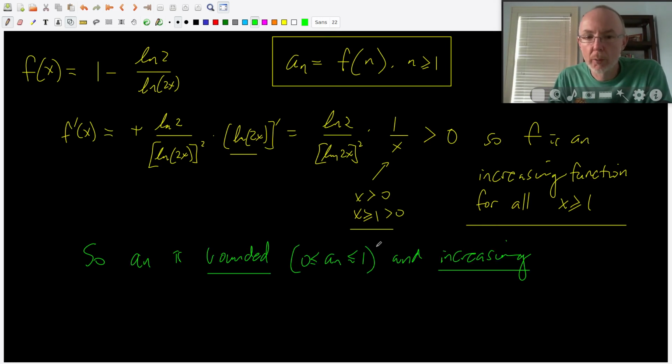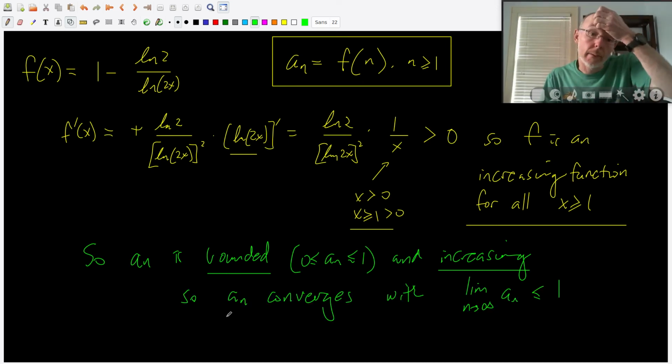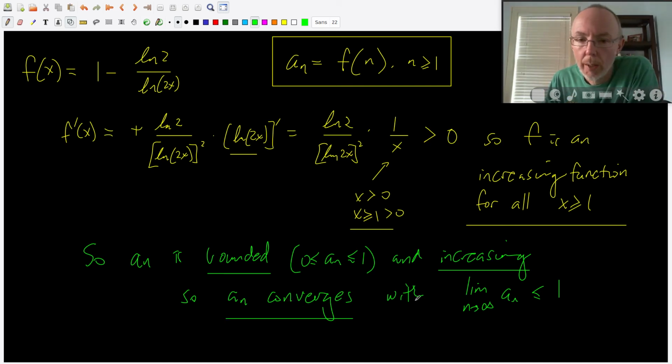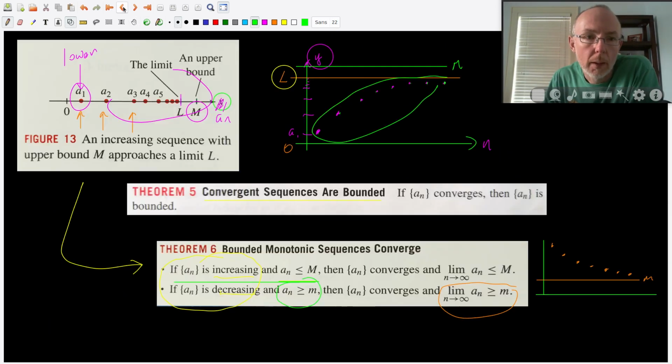Remember, it's greater than or equal to 0 and less than or equal to 1. And it's an increasing function, and that means that the sequence is convergent. The sequence converges to a value, and I know that because the sequence doesn't get bigger than 1, the limit is less than or equal to 1. I don't know what it is, but it's going to be less than or equal to 1. And that's coming from our theorem, because our theorem says if it's increasing and bounded above, which it was, it's less than or equal to 1, that means the limit is also bounded above.